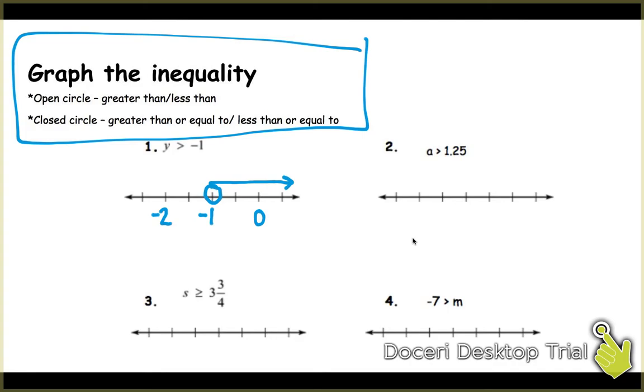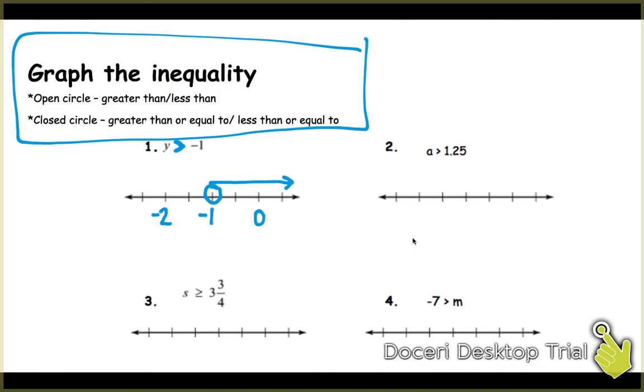Now, I like to think about the situation if y is greater than negative 1, it's going to be all my positive numbers, and positive numbers are to the right. But there is a little trick. If you have the variable on the left side, if you notice my symbol makes like an arrowhead, and that arrowhead is pointing to the right. So that's one way that you could do this, but don't rely on that completely.